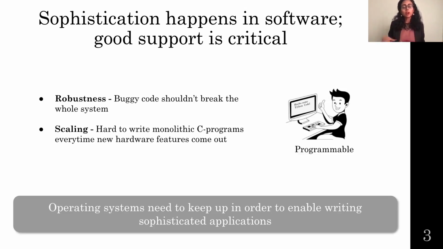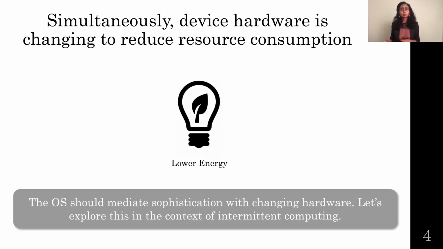So embedded operating systems, though, have to keep up with the sophistication that we want. At the same time, device hardware is becoming more constrained. We specifically are talking about lower energy and energy harvesting devices, which kind of paves the way to intermittently powered devices. And the operating system has to mediate that, the increase in sophistication, while also masking the changes in the hardware. And so we're gonna explore using an embedded operating system in the context of intermittent computing.